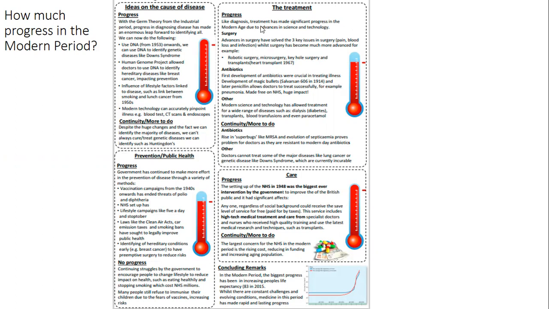Treatment, there have been huge advances. Surgery, they've solved the three key issues: pain, blood loss and infection. Surgery has become a lot more advanced, so robotic surgery, microsurgery, keyhole surgery. Antibiotics, so development of Salvarsan 606, Prontosil, and penicillin allows us to treat illnesses like pneumonia more effectively, and it's made free on the NHS. And we've also got other treatment, such as machinery, such as dialysis, transplants, blood transfusions, and even paracetamol.